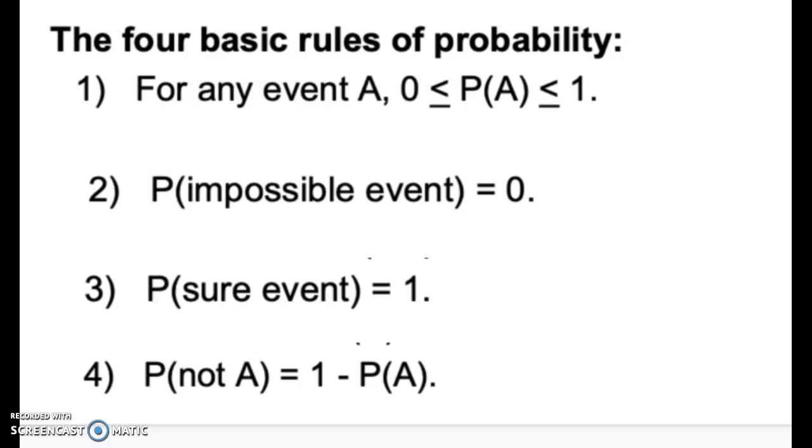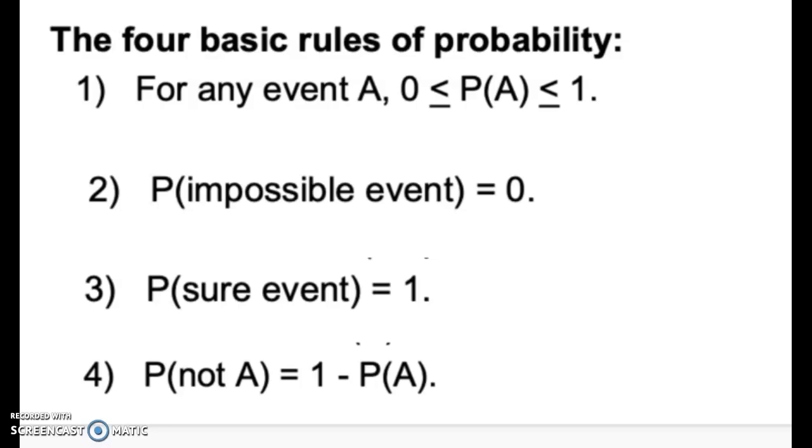There are 4 basic rules of probability. Number 1, for any event A, the probability will be between 0 and 1. So the probability of any event is going to be some numerical value between 0 and 1 and can include the numbers 0 and 1. Number 2, the probability of an impossible event is equal to 0. So in other words, if it is not possible that this event can happen, then the probability of that event is 0.